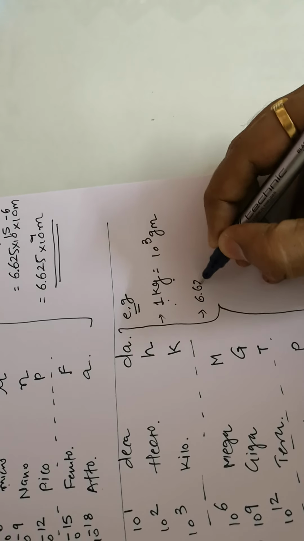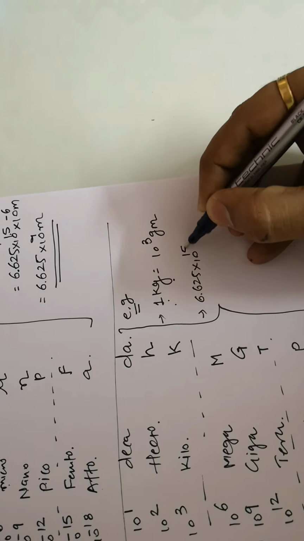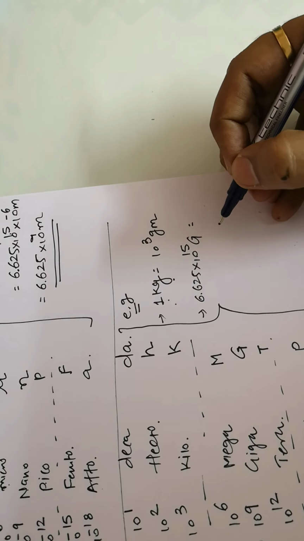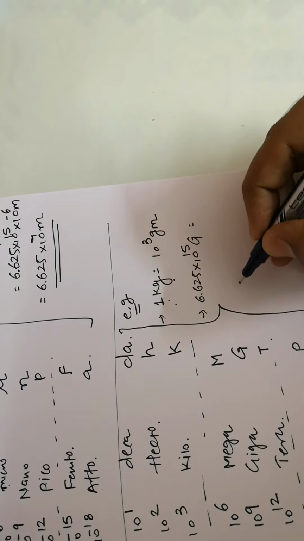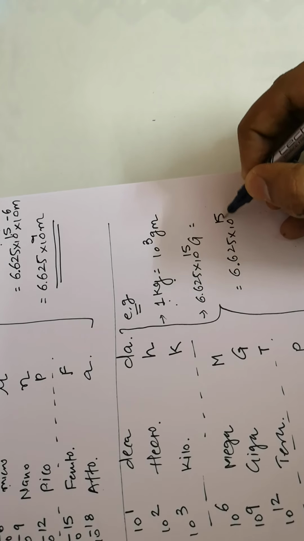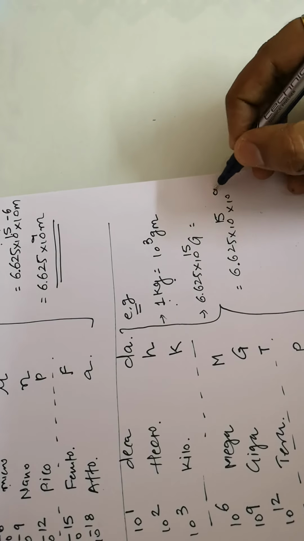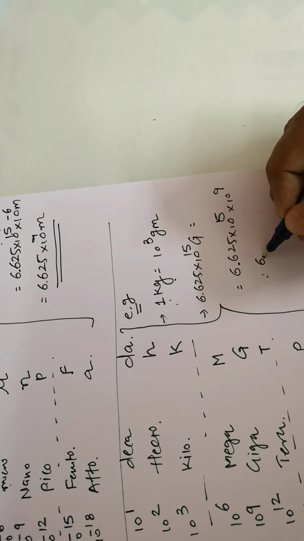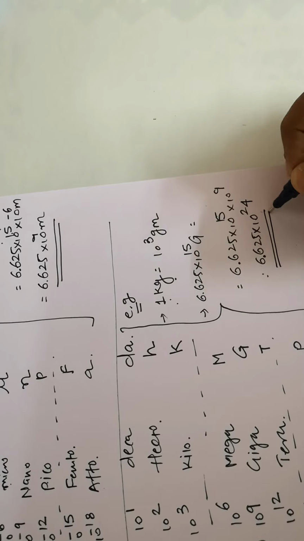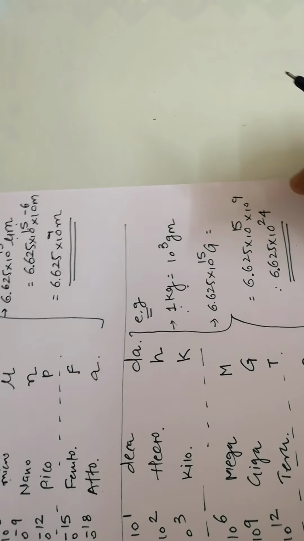Let's say I have 6.625 cross 10 to the power 15 gigagram. Giga, I'm putting capital G. So it means you have 6.625 cross 10 to the power 15, and giga is 10 to the power 9. So you get 6.625 cross 10 to the power 24. This is how you can see it.